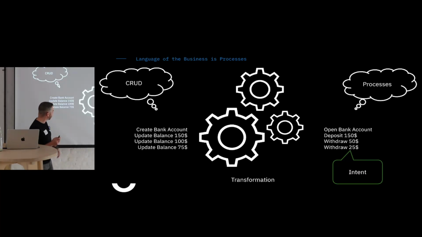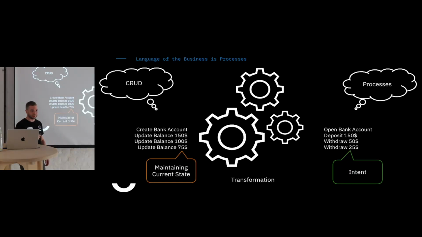So it's a business intent, and if we map it to just CRUD, it's only create a bank account, update the balance 3 times, because we only have update. And yeah, a lot of information is lost, and we are actually only maintaining the current state. So we only know for each point in time what the actual balance for this bank account is.